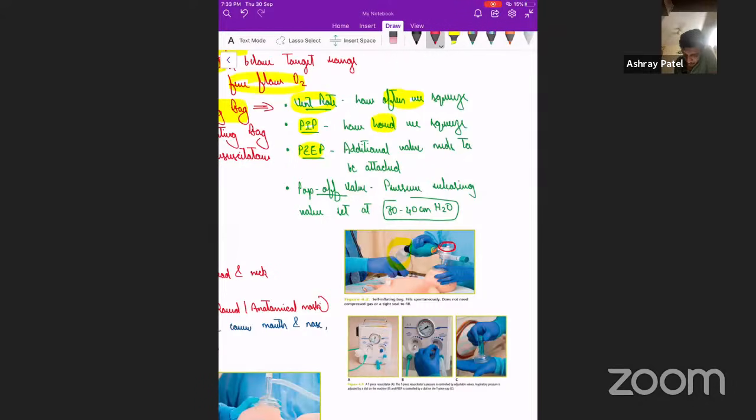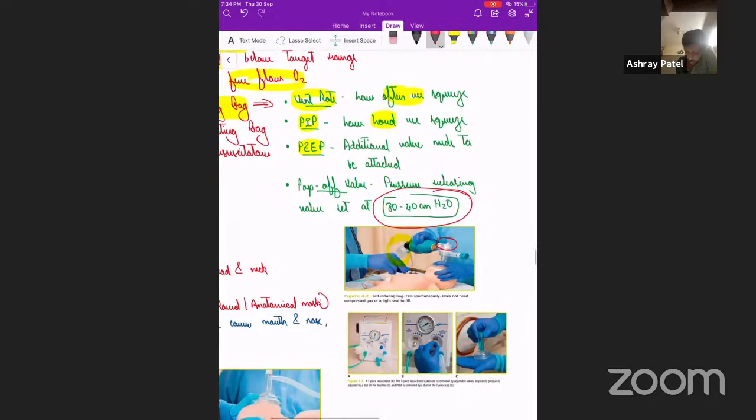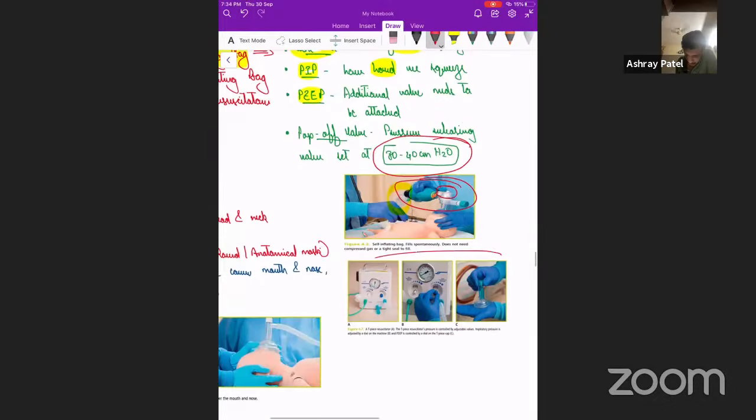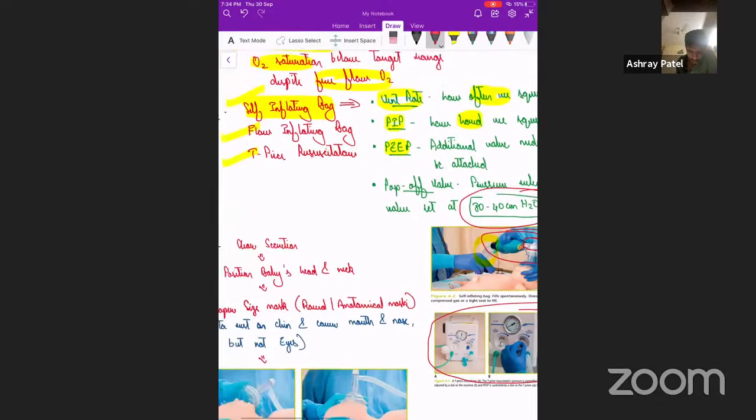And then we have a pop-off valve as well. This is a rescue valve. When the pressure reaches 32 to 40 centimeter of H2O, it just pops off to prevent complications such as pneumothorax from occurring. So this is the preterm ambu bag which you are seeing, and this is the other device called the TPS resuscitator. This is the TPS resuscitator which is capable of giving CPAP.